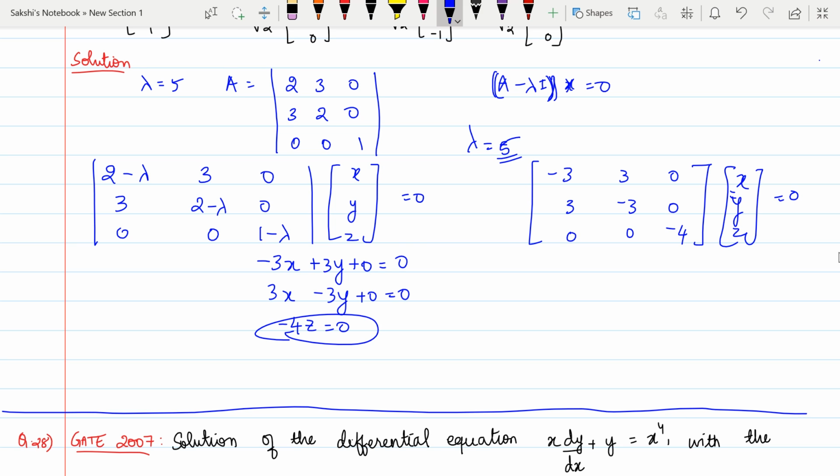So from this last third equation, we can say that z is equal to 0. And from these two equations, I can say that 3x is equal to 3y. Therefore, x will be equal to y. Now, we have to find the normalized eigenvector. So the eigenvector I'm going to write here as k, k, 0. I don't know the value of k, so I'm just using k, k, 0.